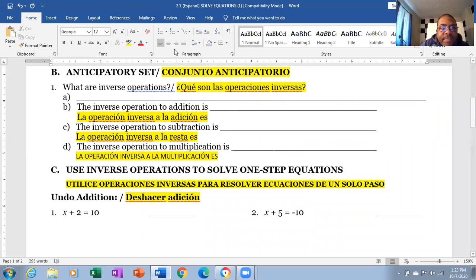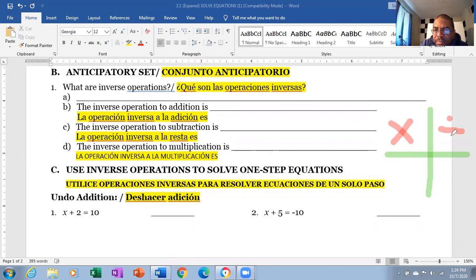Okay, what are inverse operations? Inverse operations are the opposite, okay? So let's go with our inverse operations. Let me give you an example. The inverse of multiplication is division. Now, as I said earlier, since we're in high school, we don't use the X anymore for multiplication. We just use a dot. Okay? Good, good, good, good.